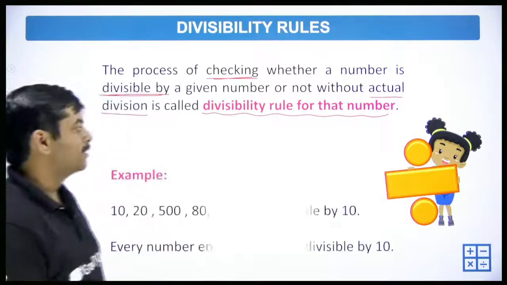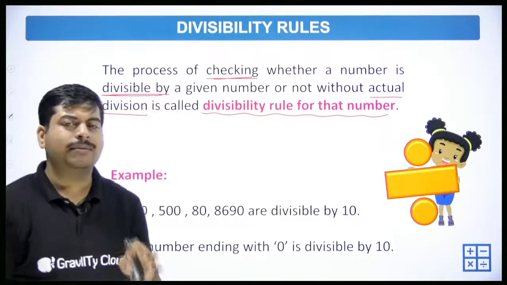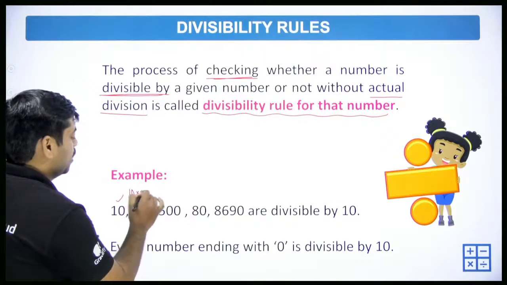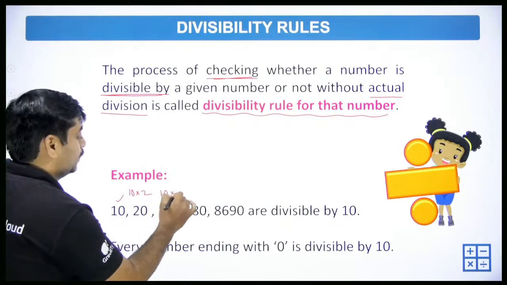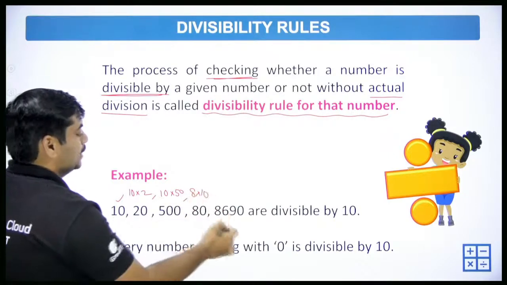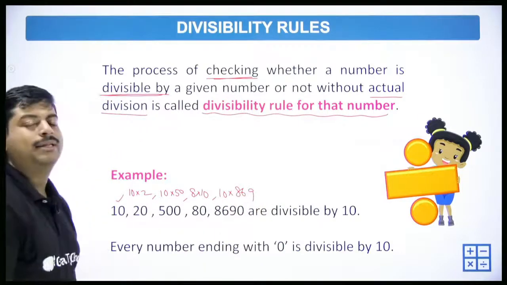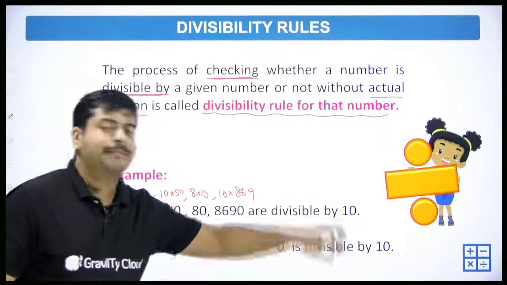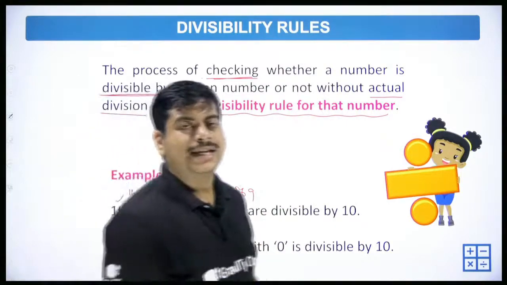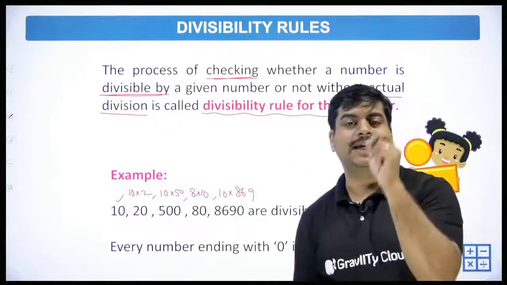Let's have a small discussion. For example, 10 is there. Do you know whether 10 is divisible by 10 or not? Yes. 20? Yes, this is 10 into 2. 500, 10 into 50, yes, it is divisible. 80, 10 into 8. 8690, 10 into 869. So all these numbers are divisible by 10. How can I say that? What logic is hidden inside, so that as soon as I see the number, I can say whether it is divisible by 10 or not?